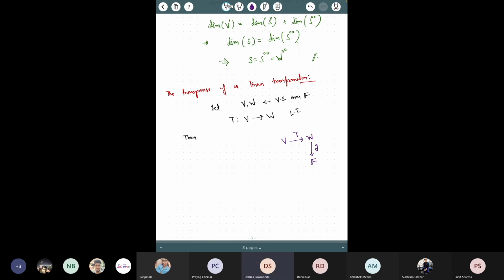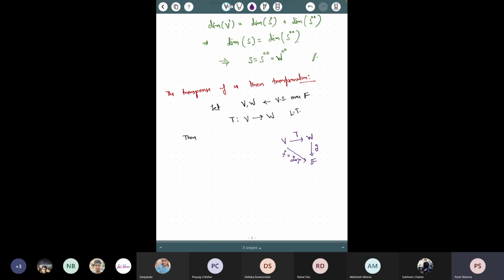Decompose G. One usual way is that we take the composition. If I take the composition, what would it be? Let us call this f, which is g composition with t. This is how I can relate. I can define a function from v to f using this.